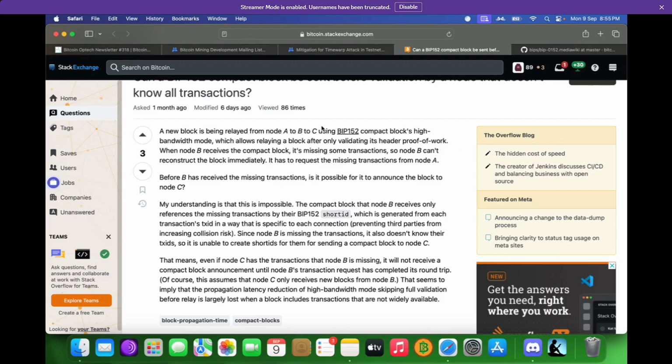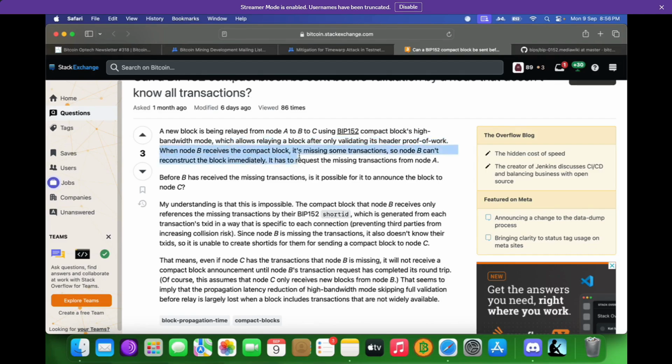B relays that compact block to C, which allows relaying a block after only validating its header proof of work. Okay, so how do you relay a compact block? You only validate the header. You don't validate the entire transaction. To save time, you only validate the header. You see that there's adequate proof of work in the header. Then if the header is valid, you relay the block. You don't validate each and every transaction. You just validate the header, and if the header is valid, you relay the compact block.